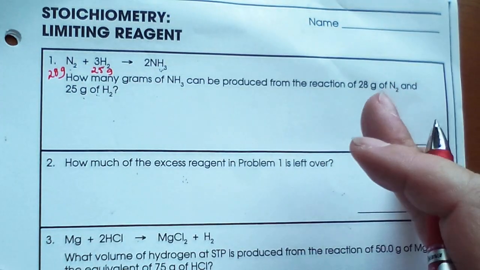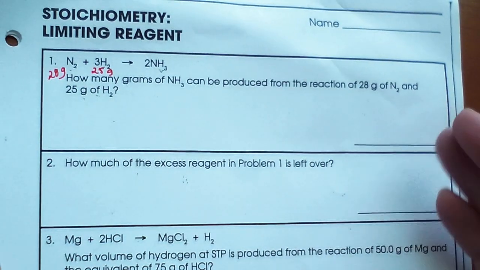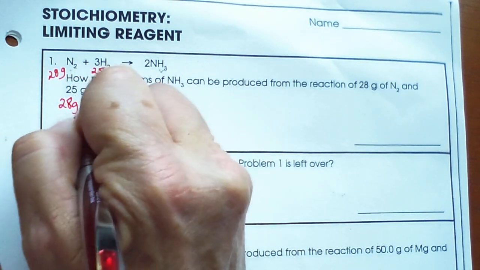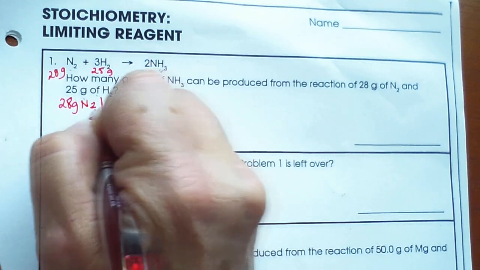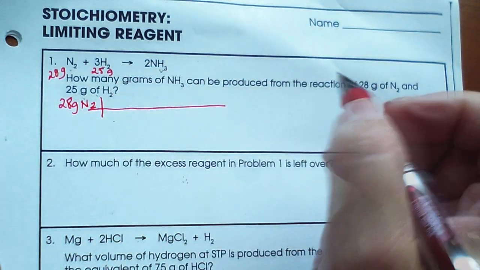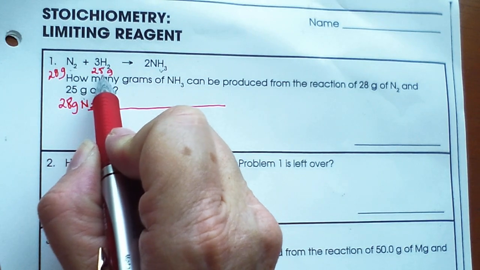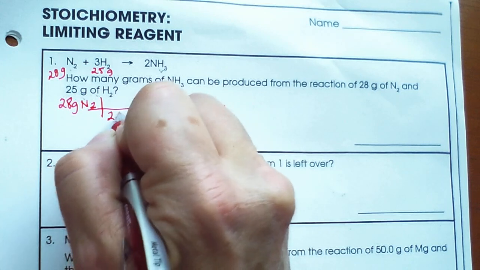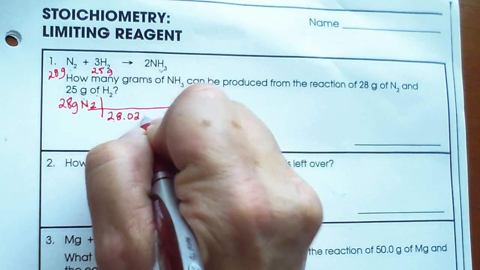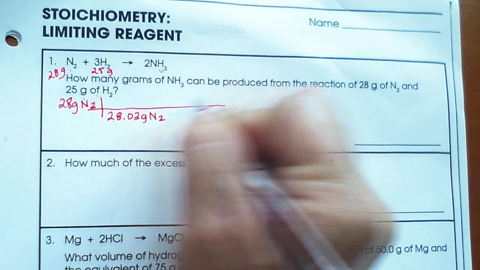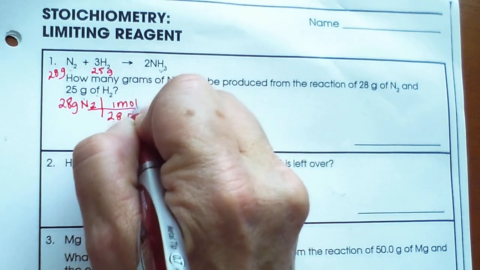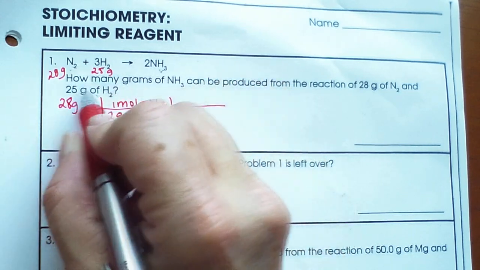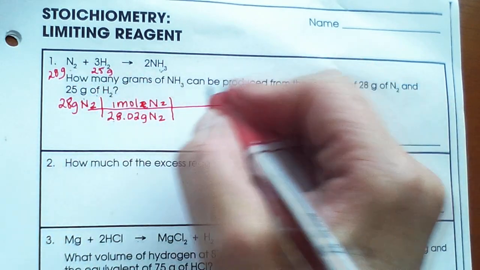So I'm going to pick either one. I'm going to start with the 28 grams of nitrogen. I can pick either one. So 28 grams of N2. And I'm going to head over to my hydrogen because I need to see which one is limiting. So 28.02, that's the molar mass, grams of N2 to 1 mole of N2. And what I'm doing is I'm going to switch from N2 to H2.